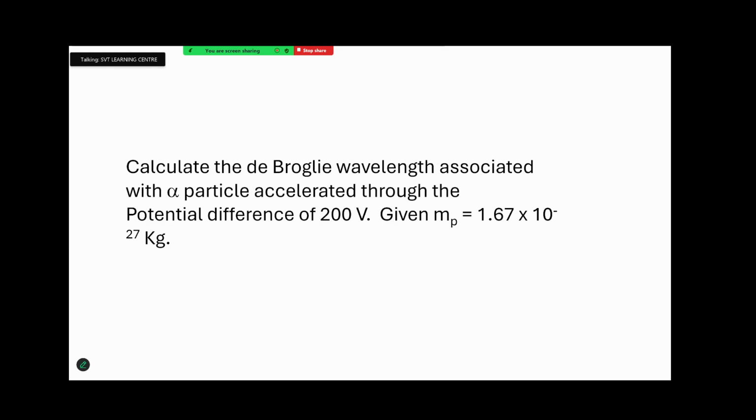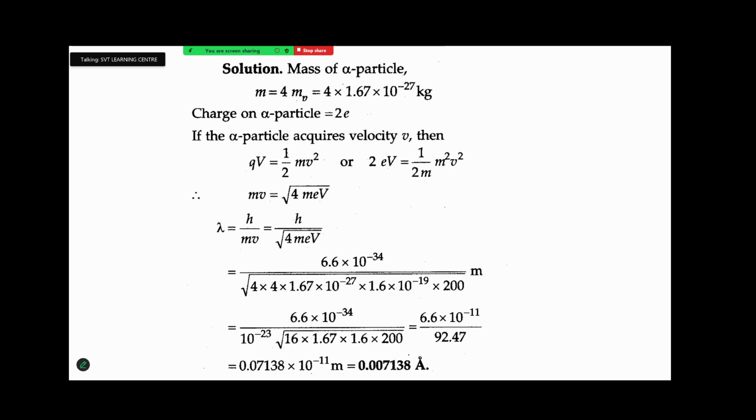Next is calculating the de Broglie wavelength of an alpha particle accelerated through a potential difference of 200 volts. The mass of the proton is given as 1.6 into 10 raised to minus 27 kg. So it will be h upon root of 2 meV. That is 2 into mass of the proton, e is the charge of a proton, 1.6 into 10 raised to minus 19. Voltage will be 200.